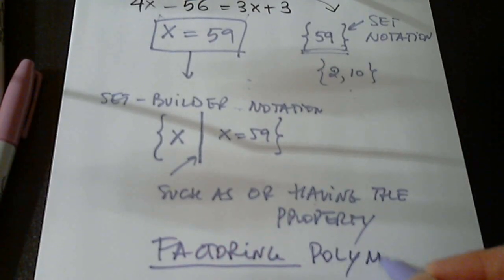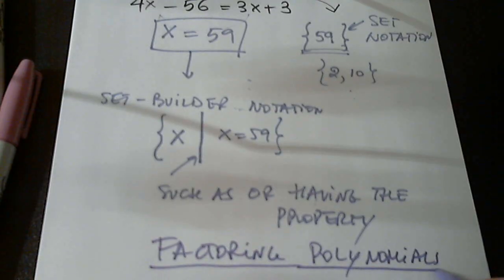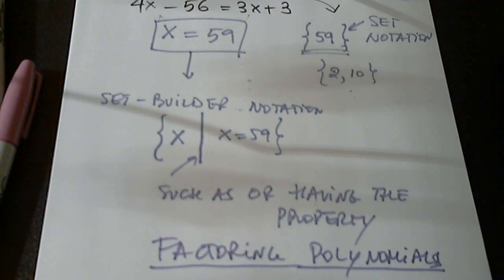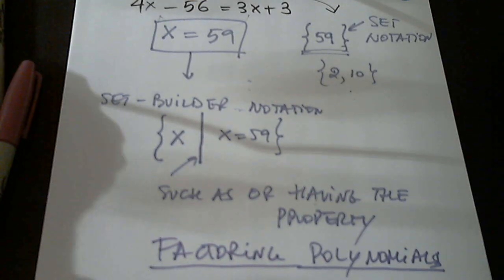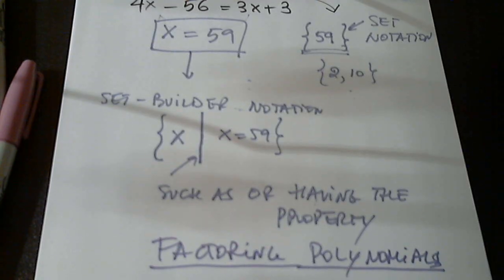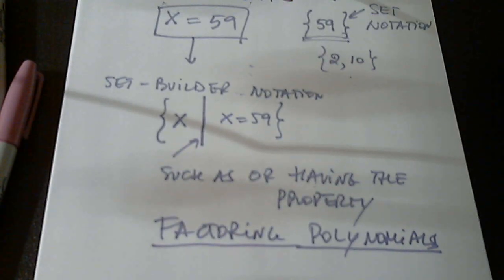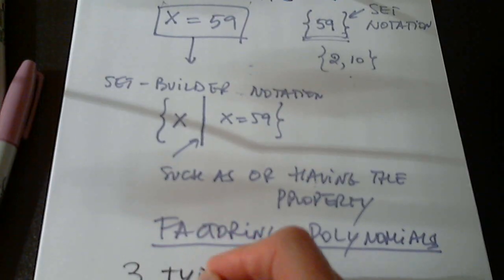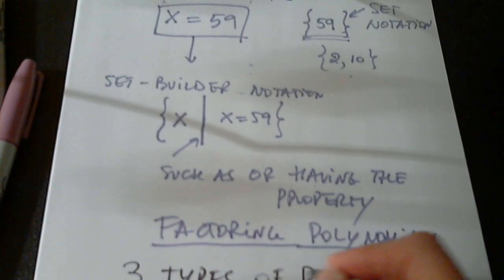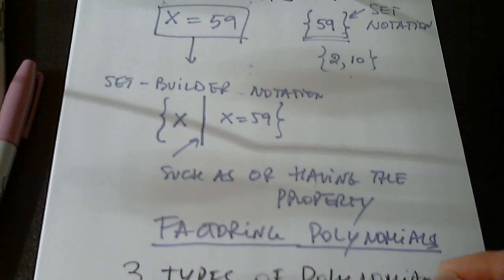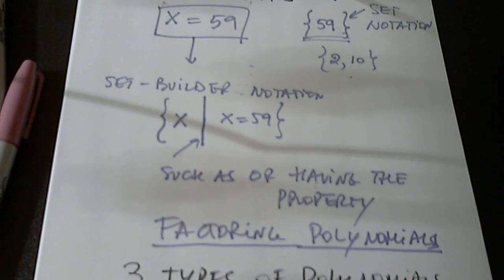Polynomials, of course. I'm sure you've done this many times before. You may remember it or you may not remember it. So this is the time for you to cement your understanding of factoring. We're going to look at 3 different types of polynomials. We're going to start with the easiest one, which is binomial. We're going to move on to trinomial, and then we're going to move on to polynomials.